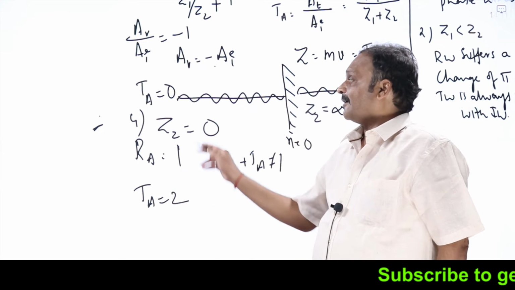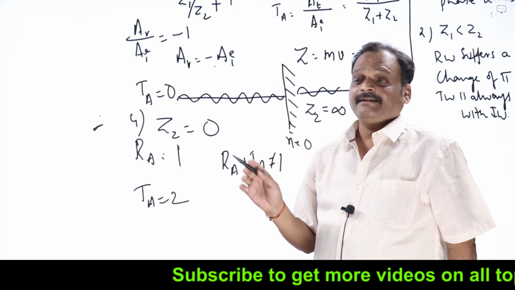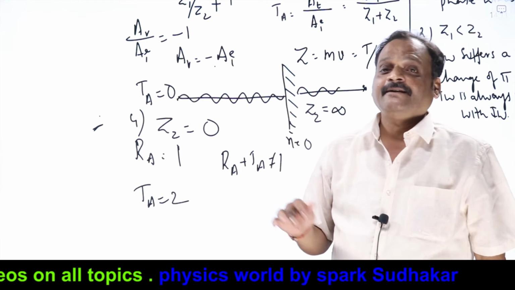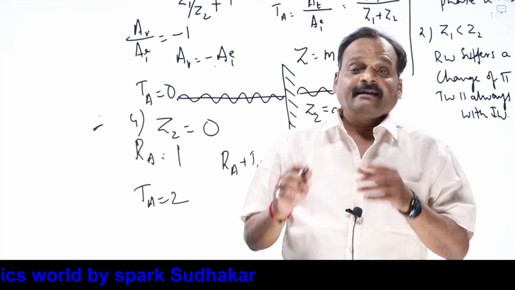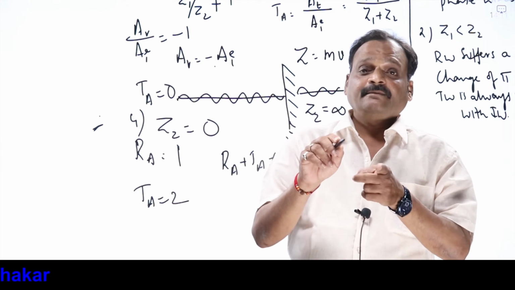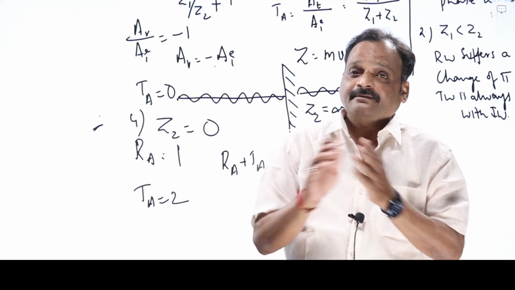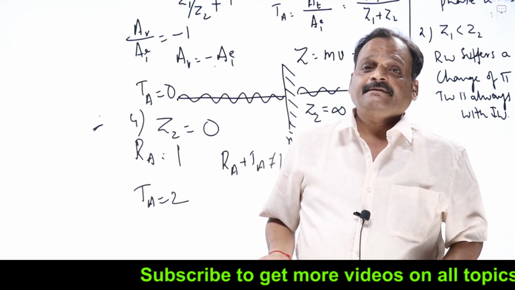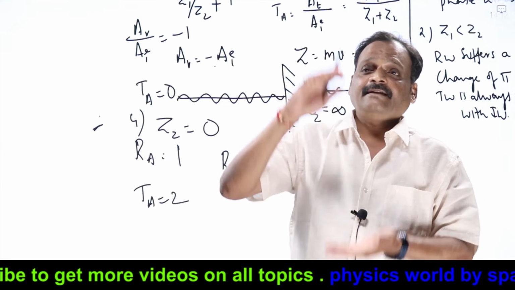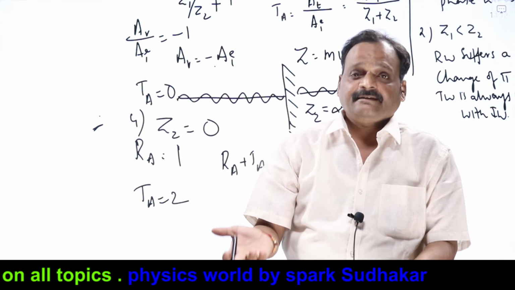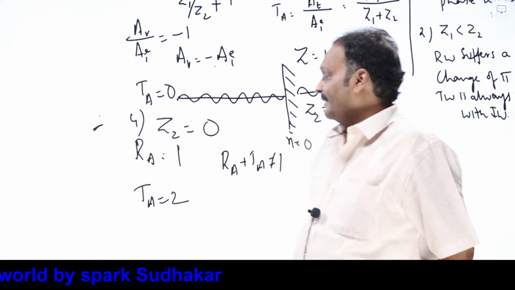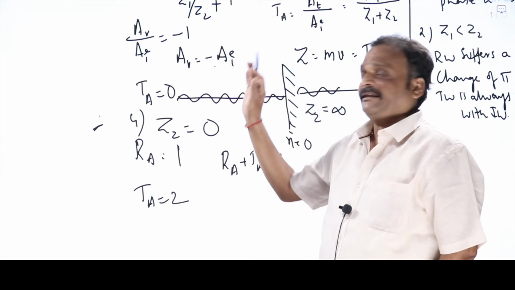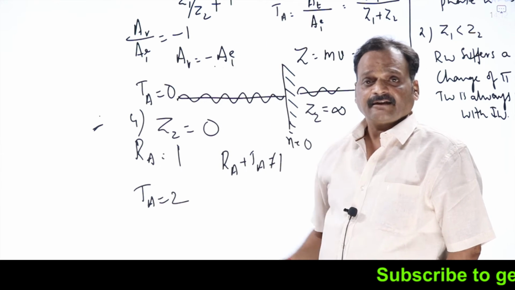We are talking about amplitudes. Remember, there is no amplitude conservation law. Amplitude need not be conserved. Energy should be conserved, momentum should be conserved, etc., but we don't have anything like an amplitude conservation law. If an amplitude conservation law were there, transistor amplifiers, voltage amplifiers, current amplifiers would have been impossible. So what is happening here? RA plus TA need not be equal to 1.